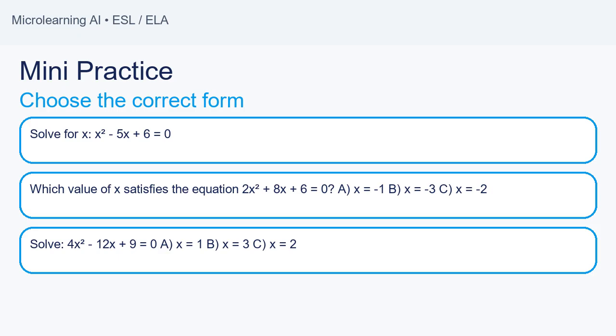Mini practice. Choose the correct form. 1. Solve for x: x squared minus 5x plus 6 equals 0. Answer: x equals 2 or x equals 3.